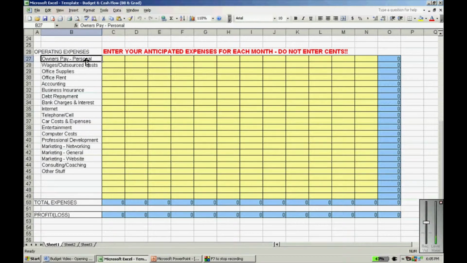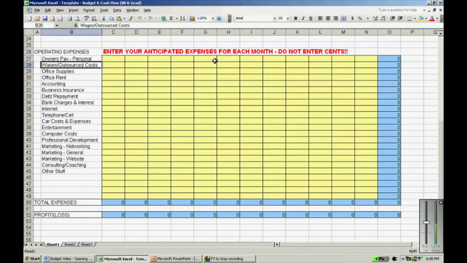So let's start with the first, the owner's pay, the most important, your personal drawer. Plug in how much you need to receive each month. If you have completed our personal expenses template, then plug in that number.